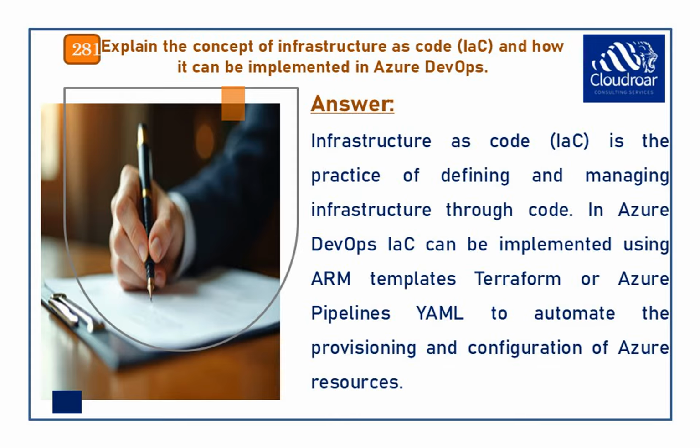Question 281. Explain the concept of infrastructure as code, IAC, and how it can be implemented in Azure DevOps. Infrastructure as code, IAC, is the practice of defining and managing infrastructure through code. In Azure DevOps, IAC can be implemented using ARM templates, Terraform, or Azure Pipelines YAML to automate the provisioning and configuration of Azure resources.